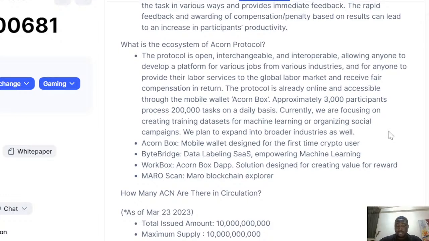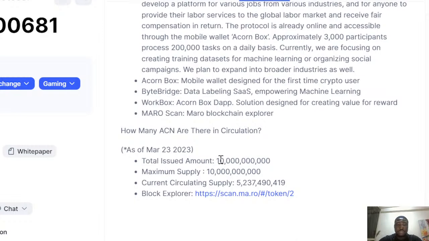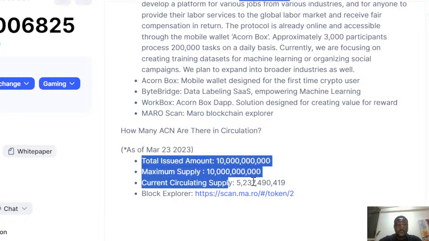And you can see the total supply, how many instances. You can see the total issue that we have here in the market as at March 2023. You can see the maximum supply, the circulating supply, and all that. So all these are actually basic information that we need to know.